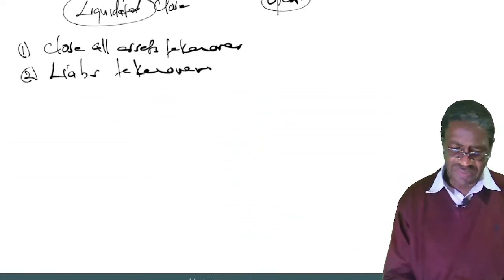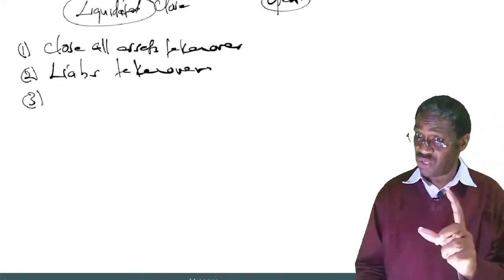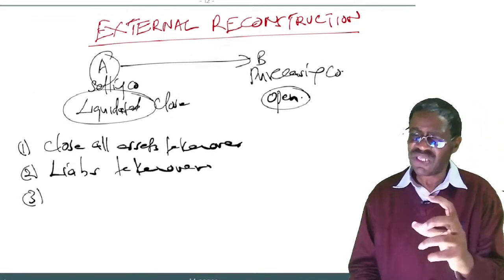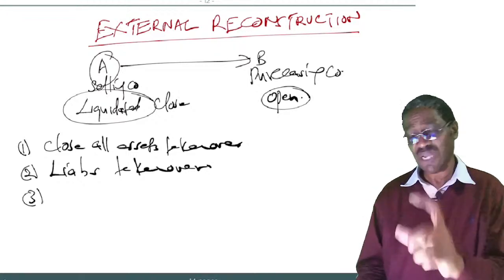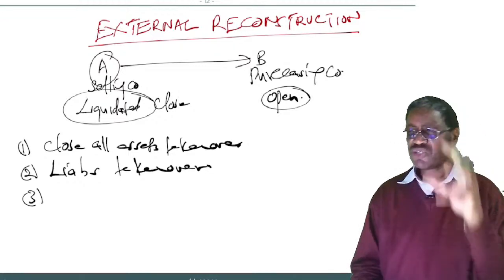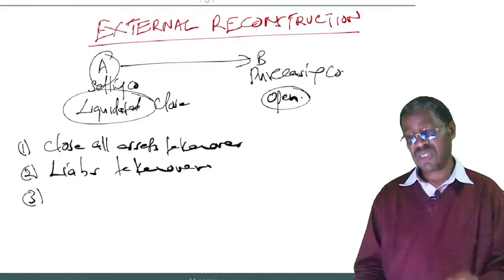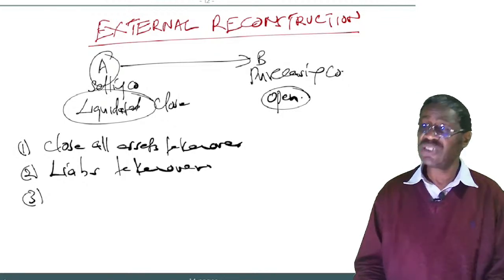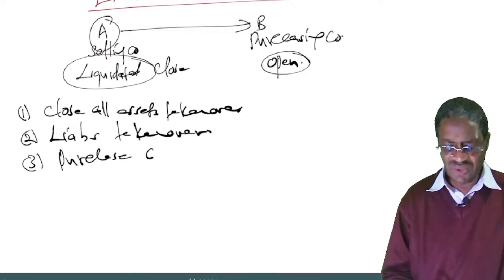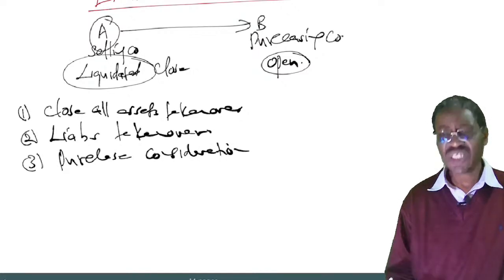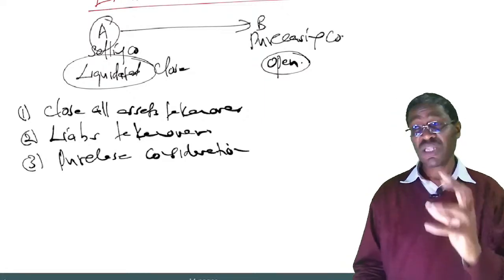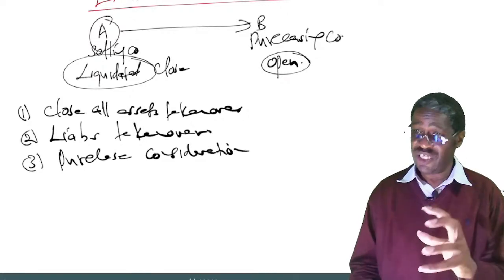Number three entry. You as company A are selling your business to company B. There must be something you are charging company B. That which you are charging them is what we were calling the purchase consideration. In an exam, that figure called purchase consideration is never given. It's something you have to calculate.